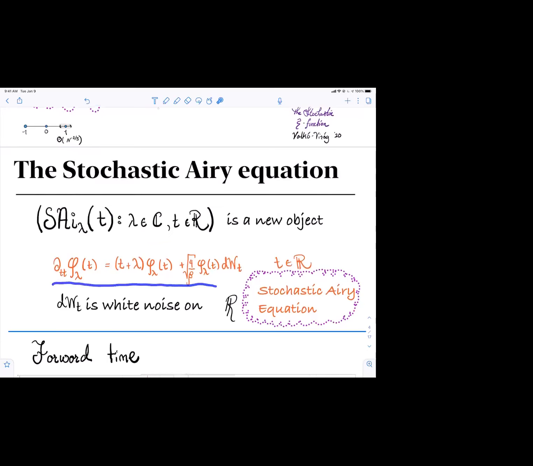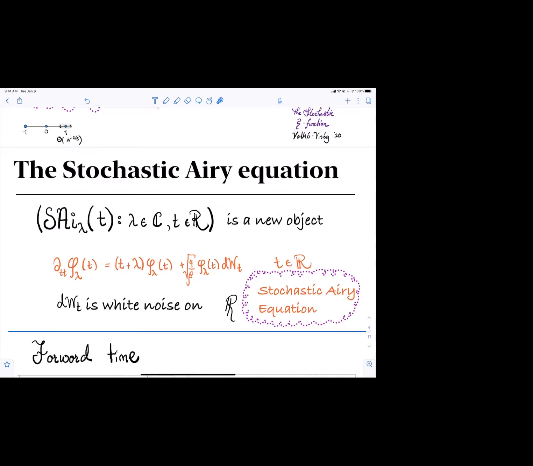This is the stochastic Airy equation. It's a second order differential equation with a random term, with a white noise term. So you take two derivatives in t of phi, you get t plus lambda times phi, and here are your betas. All of your betas are in this 2 over the square root of beta, so you can see it becomes less random as beta grows large. Times phi lambda dW. So dW_t is white noise.